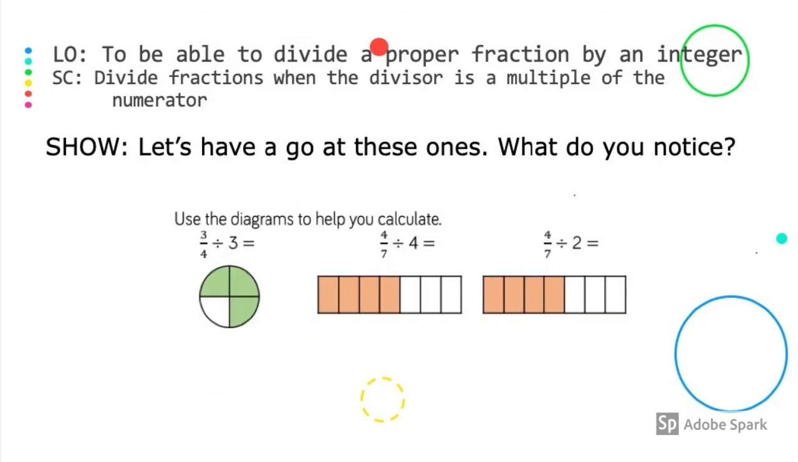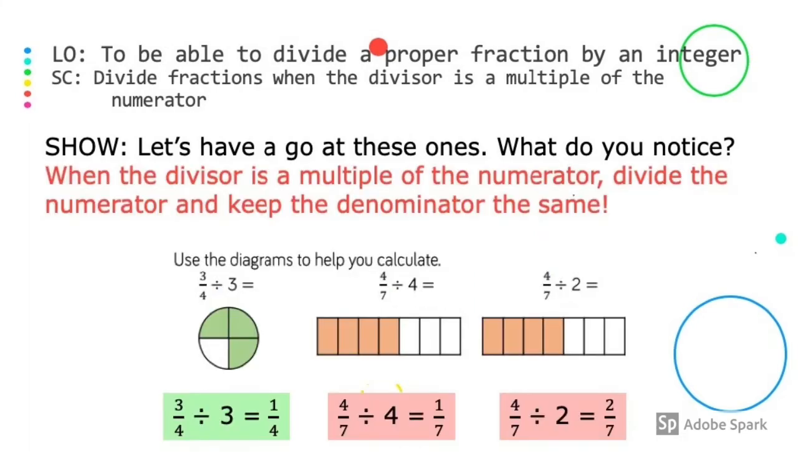Let's have a go at a few more questions. We're going to use these diagrams to help us calculate 3/4 divided by 3, 4/7 divided by 4, and 4/7 divided by 2. So when we break up 3/4 into 3 equal parts, when we divide it by 3, we get 1/4. When we divide 4/7 by 4, we get 1/7. And when we divide 4/7 by 2, we get 2/7. What have you noticed in these questions? When the divisor is a multiple of the numerator, we divide the numerator and keep the denominator the same.